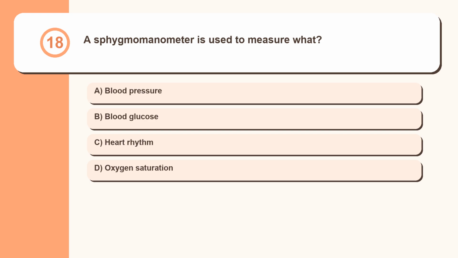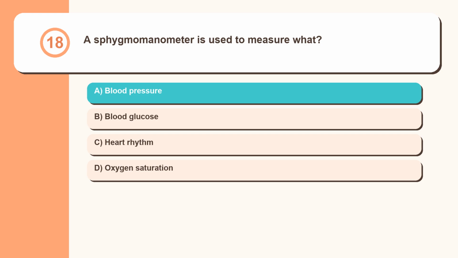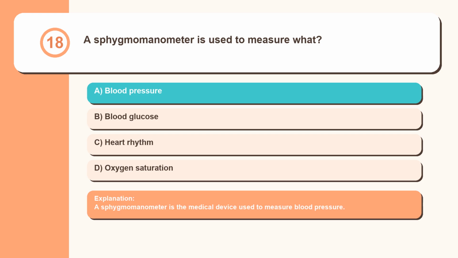Question 18. A sphygmomanometer is used to measure what? Blood pressure, blood glucose, heart rhythm, oxygen saturation. A sphygmomanometer is the medical device used to measure blood pressure.